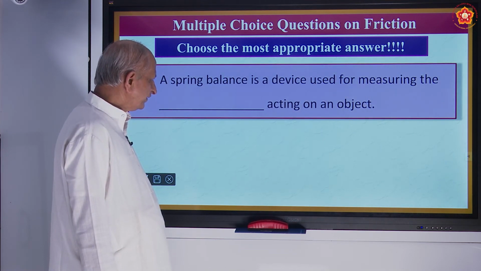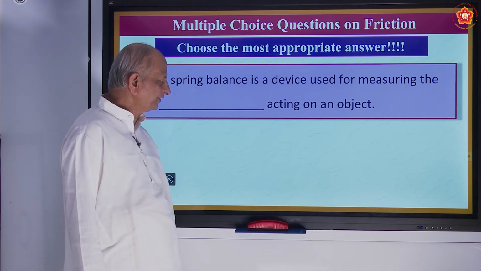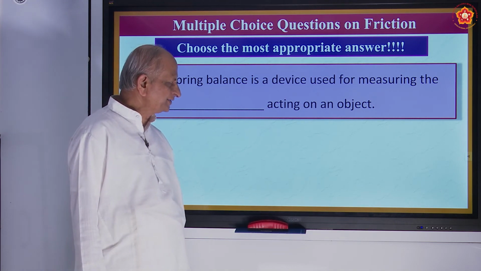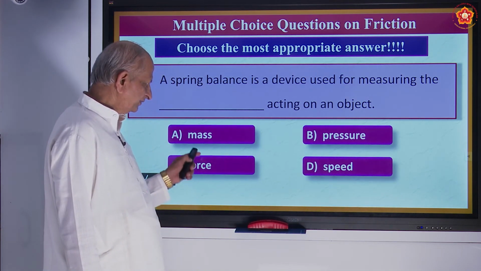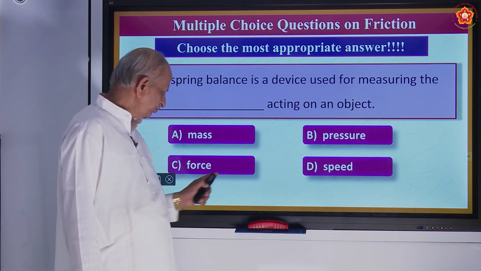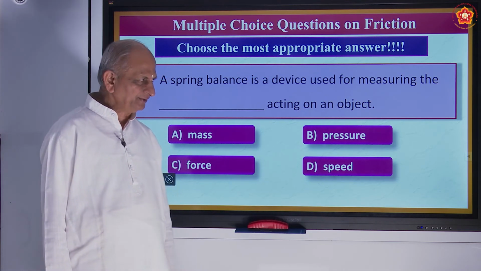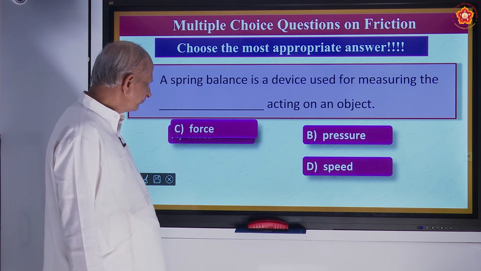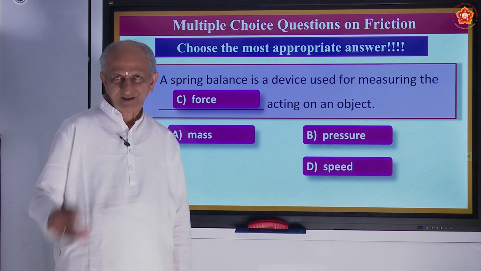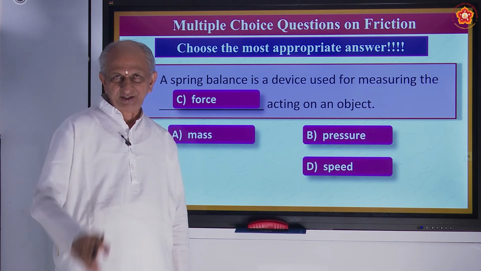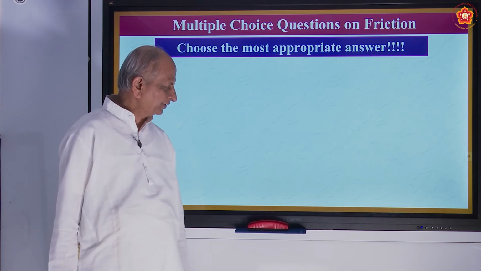So one more interesting question. A spring balance is a device used for measuring the dash acting on the object. Is it mass, pressure, force or speed? The correct answer is force. W is equal to mg, mass into gravitational force. That is the spring balance. Okay.